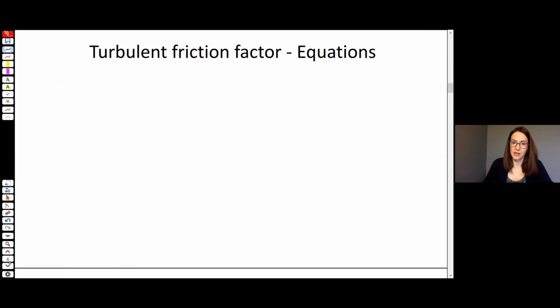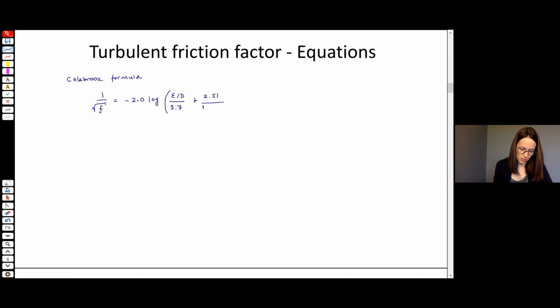Let's say you don't like that chart, the Moody chart, and you want to use an equation. There are two that I'll give you. So the first one's called the Colebrook formula. And it's 1 over the square root of the friction factor is equal to minus 2.0 log base 10 of the relative roughness over 3.7 plus 2.51 over the Reynolds number times the square root of the friction factor again. So then this is equation 8.35A.